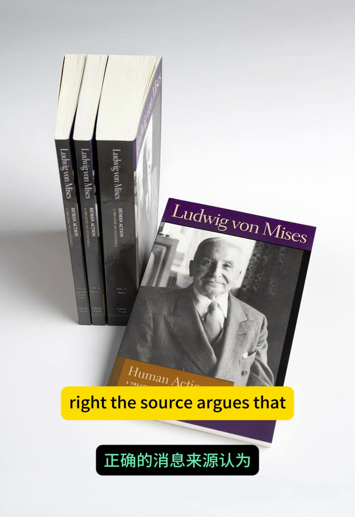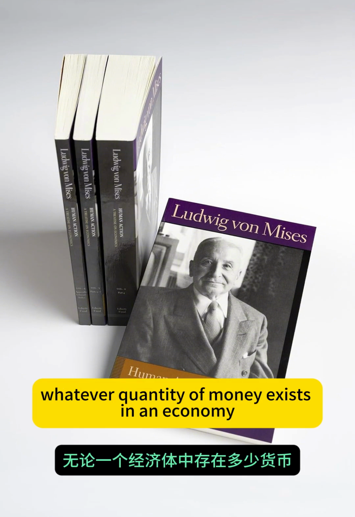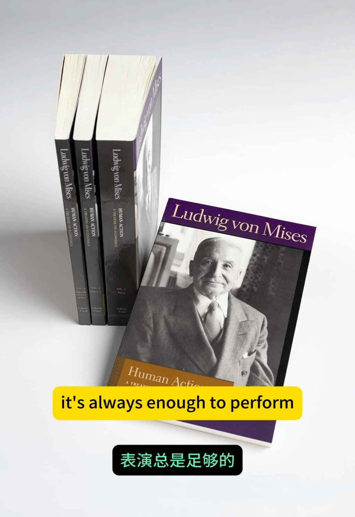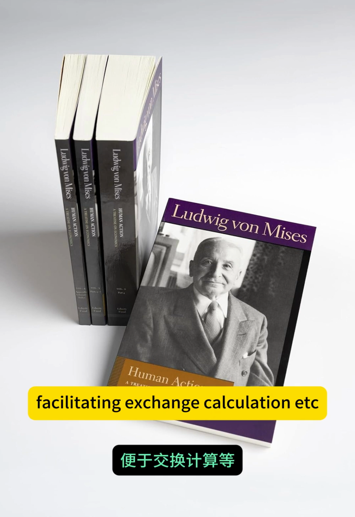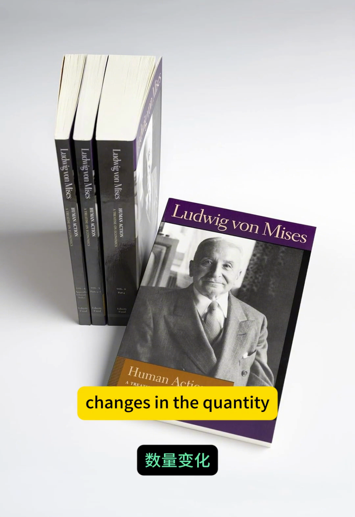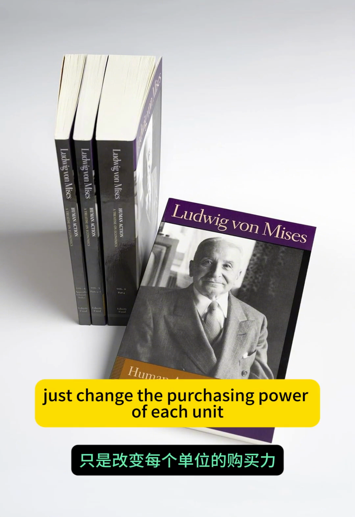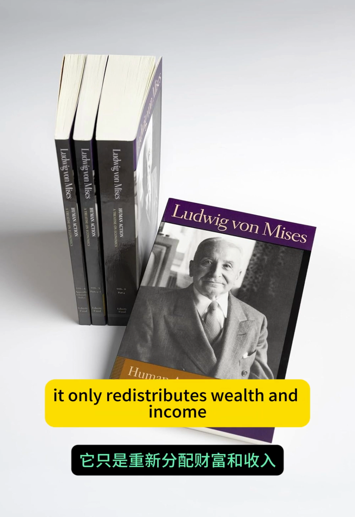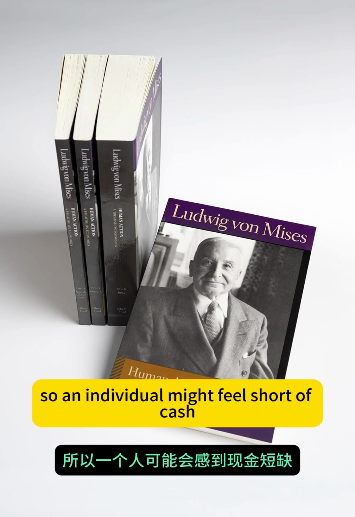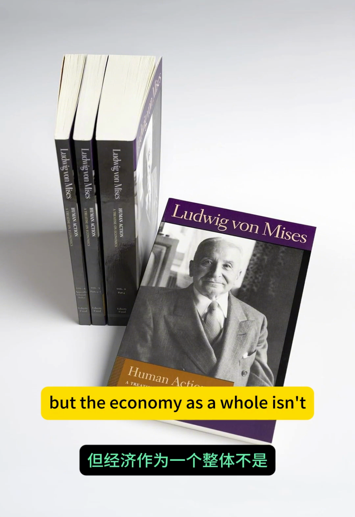The source argues that whatever quantity of money exists in an economy, it's always enough to perform all the functions that money needs to perform, facilitating exchange, calculation, etc. Changes in the quantity just change the purchasing power of each unit. They don't make the system fundamentally more or less able to function. It only redistributes wealth and income. So an individual might feel short of cash, but the economy as a whole isn't.